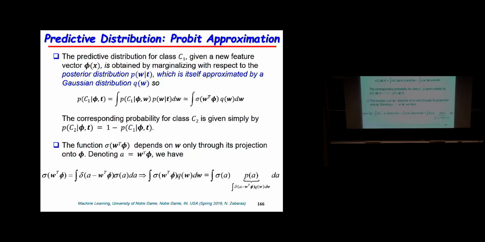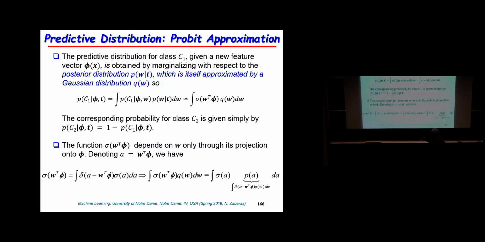So again, what's the predictive distribution? The likelihood times the posterior over W, and the posterior we approximated with our Laplace approximation. Remember here the sigmoid depends on W transpose phi, and I indicate W transpose phi as A, as we have done before. So you can think basically that this is sort of a projection of W in the phi space, if you like.